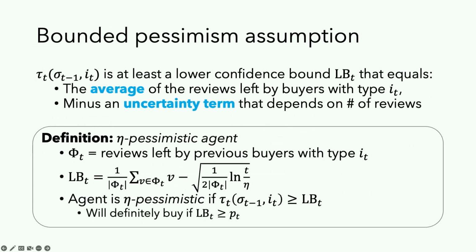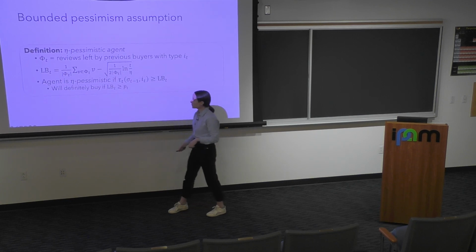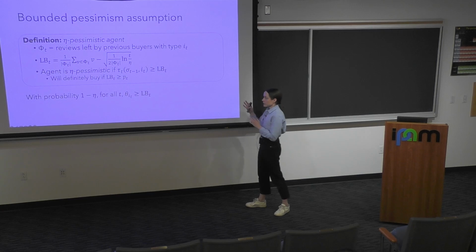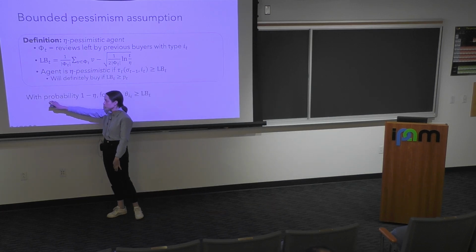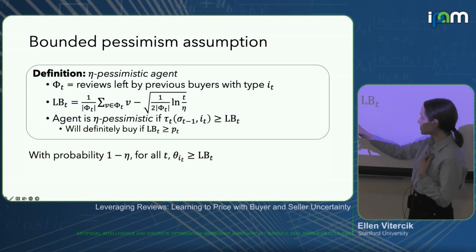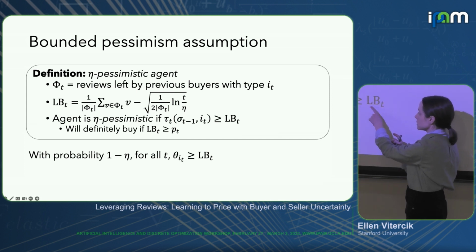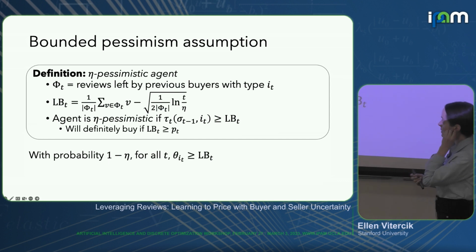So this means that no matter what tau t is, as long as it satisfies this restriction, the agent will definitely buy if the price is below their lower bound. Just to give a little more context, it can be shown that with probability at least 1 minus eta, over all time steps, the agent's actual ex ante value is at least this lower bound, which makes sense because this looks just like a standard confidence interval.